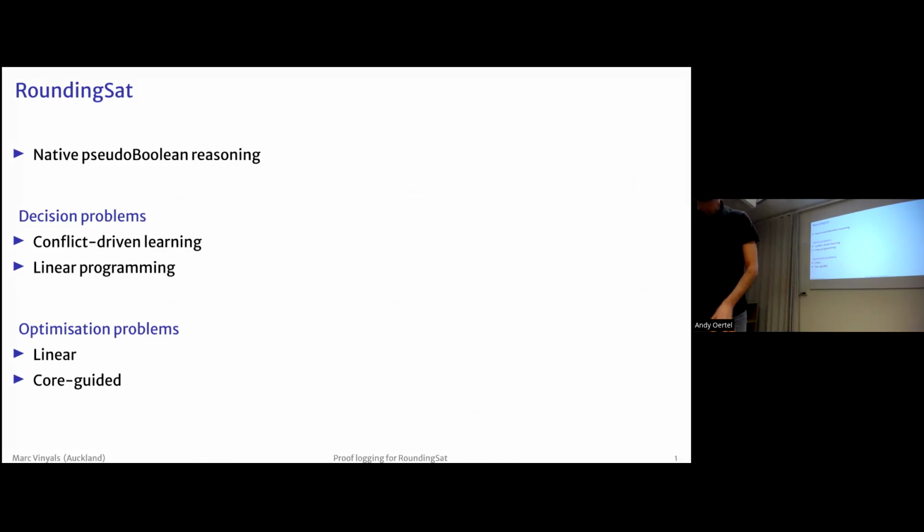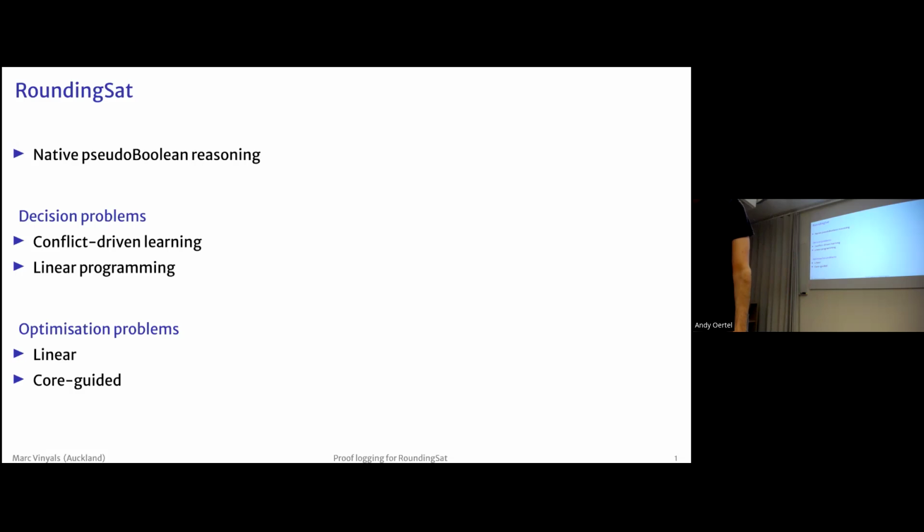Anyway, so what does RoundingSat do? We've got this solver that does the Boolean reasoning, and it works with native general Pseudo-Boolean constraints, and we can use it both for decision and for optimization. The other thing that it does is it has this integration with linear programming. Good, so I'll start by talking about how we log decision, and then we'll talk about optimization.